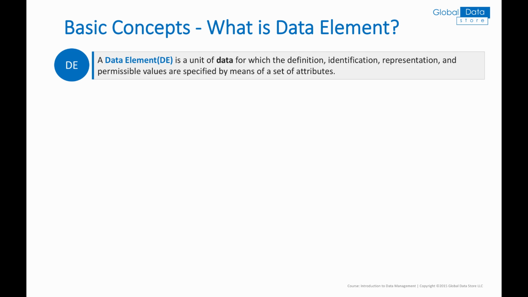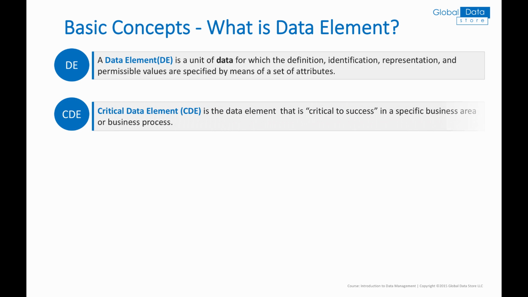Even in small organizations, there is a huge number of data elements, and not all of them are equally important. Those which are of special interest for the organization are called critical data elements. A critical data element is the data element that is critical to success in a specific business area or business process. It is very important to tag critical data elements, because it is neither effective nor possible to manage all data elements in the same way, due to resource limitations.